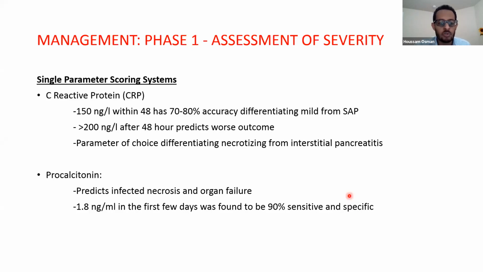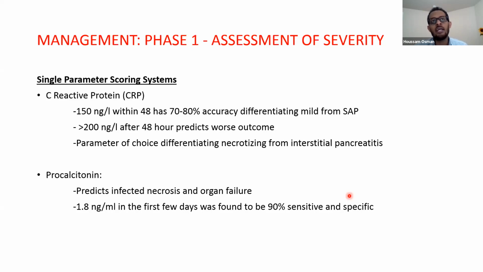If C-reactive protein reaches 150 within 48 hours, this is 70 to 80% accurate at differentiating mild from severe. After 48 hours, if it's more than 200, it accurately predicts worse outcome. To me, it's the parameter of choice for differentiating necrotizing from interstitial pancreatitis.